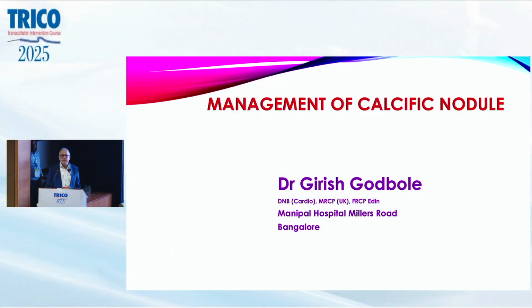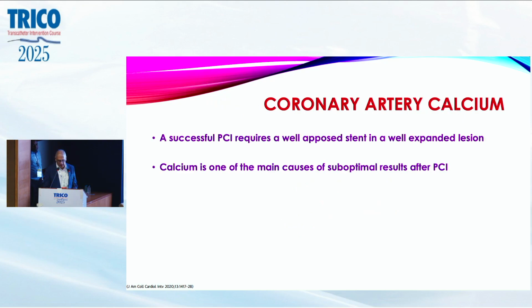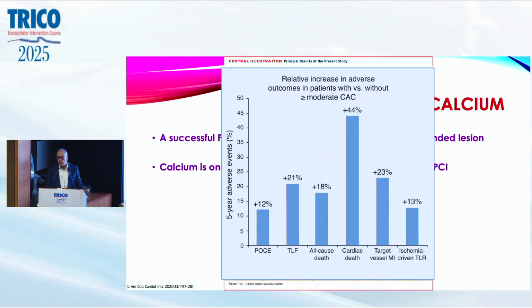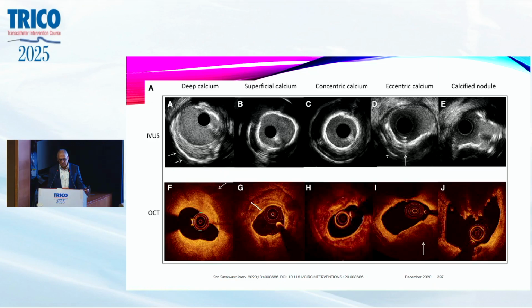Makes my job a little easier that you saw an intervention on a calcific nodule being done earlier today. But the fundamental thing about any angioplasty is that we require a well-apposed stent in a well-expanded lesion. And calcium is one of the main causes of suboptimal lesions after a PCI. And every parameter you look at, everything is worse. You have more TLRs, more recurrent events, and more repeat interventions required.